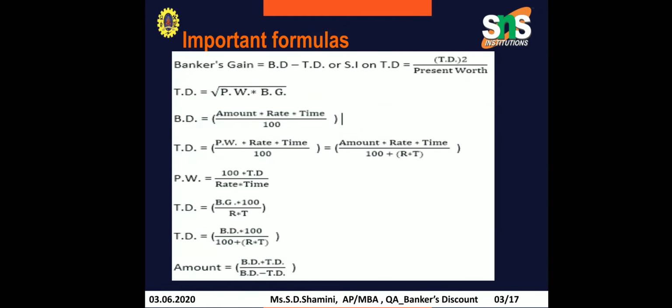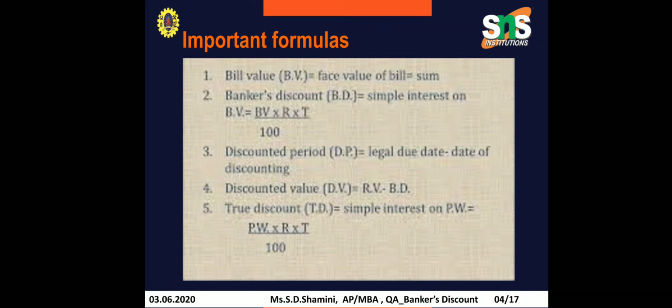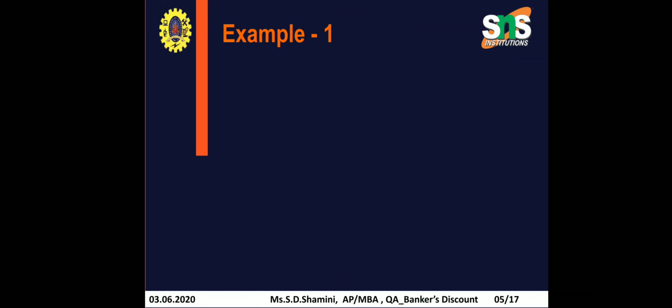So the important formulas which I have already explained in the previous video, this is just for your remembrance, just to recollect the formulas. Bankers gain and true discount, this is one recap. The bill value, bankers discount and discounted period, discounted value and true discount formulas. And let us go for the examples.